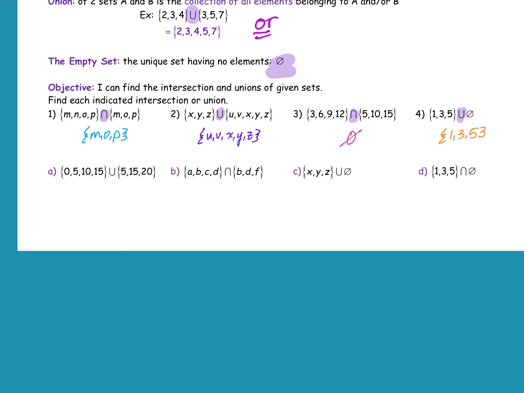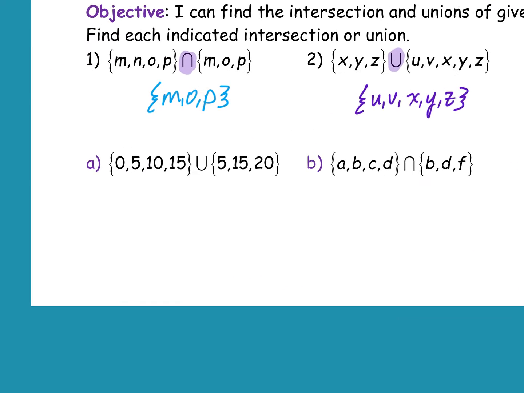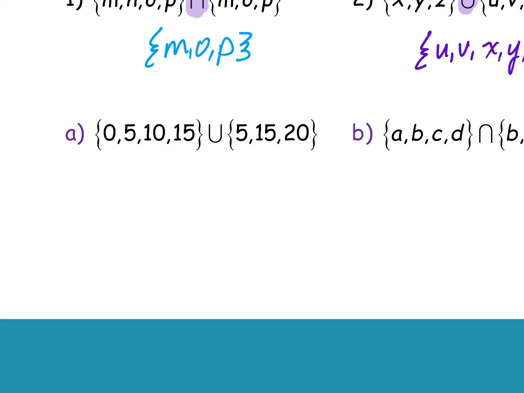All right, so what are they asking for in A? The union. Why is it union? Because it's an upside down U. So union is everything in both sets, right? So what is everything in both sets? 20, right? Did I get everything?